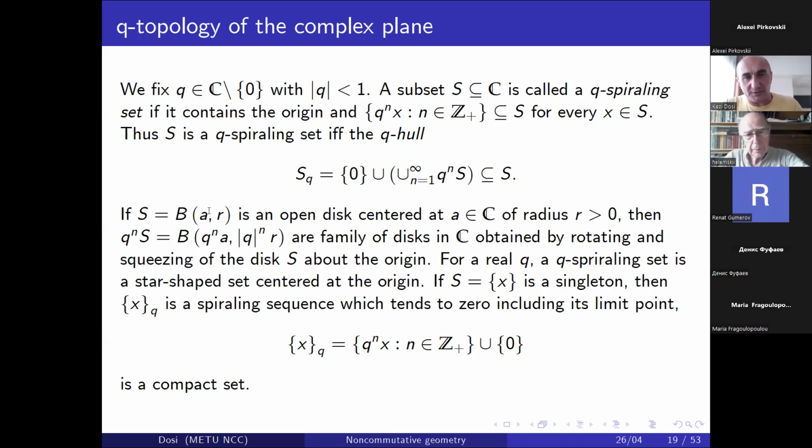For example, if you take the small disk centered at a of radius r, and multiply by q to the n, you will end up with a sequence of small disks rotating about the origin towards 0. So that's the meaning of spiraling there. If q is real, a q-spiraling set is just a star-shaped set, centered at the origin. If you have a single point x, you know what that is: a spiraling sequence, q to the n times x, and 0 as well. So it's a compact set, the q-hull of a single point. Just some structure generated by the number q.